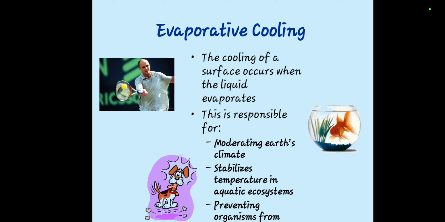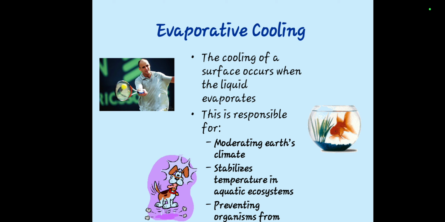Evaporative cooling. The cooling of the surface occurs when the liquid evaporates. This is responsible for moderating Earth's climate, stabilizing temperature in aquatic ecosystems, and preventing organisms from harm. So evaporative cooling is what can stabilize or balance the temperature of the ecosystem or environment. That's why it's called cooling. It occurs in the liquid: when the liquid evaporates, evaporative cooling takes place. Okay, so let's proceed.